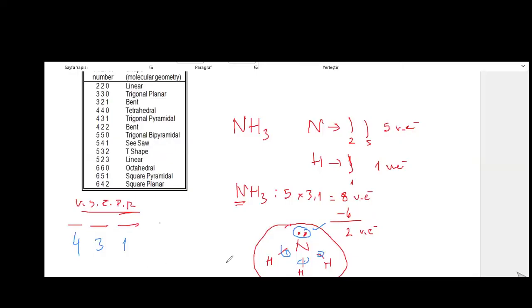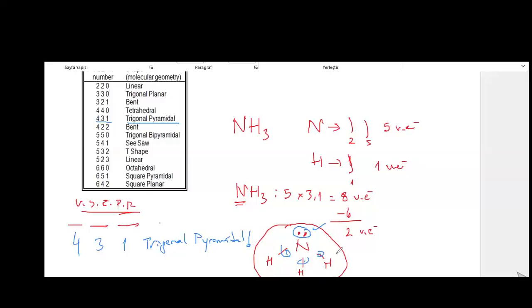Let's check on the table. 4, 3, and 1 is a trigonal pyramid molecular geometry. That's why, according to that VSEPR number, the molecular geometry of that molecule is trigonal pyramidal. Trigonal pyramidal. Okay? So right now I could find the molecular shape.